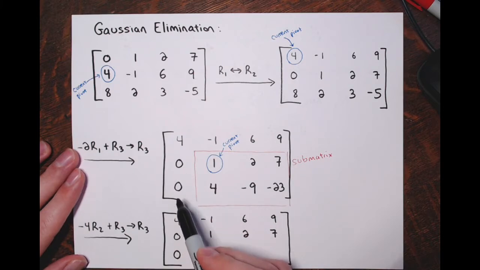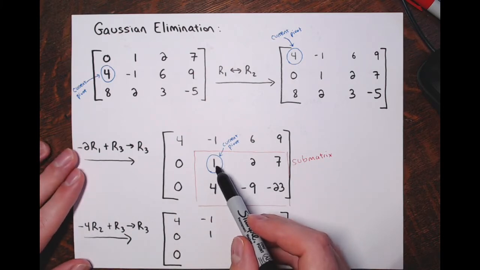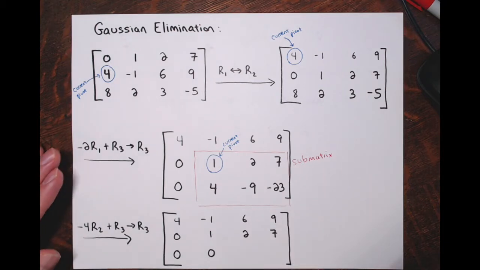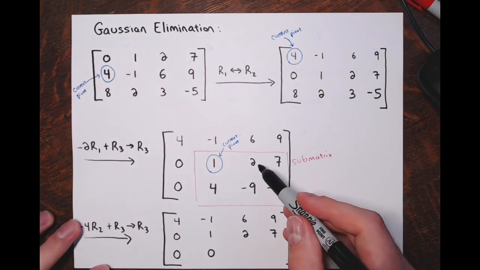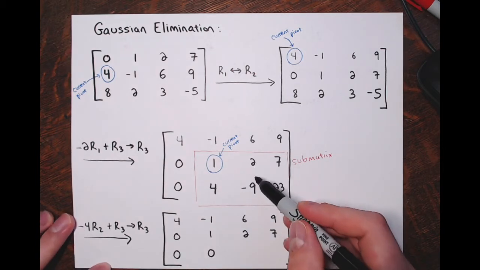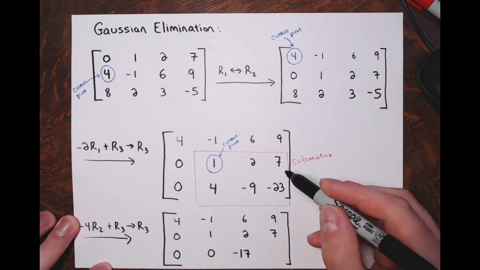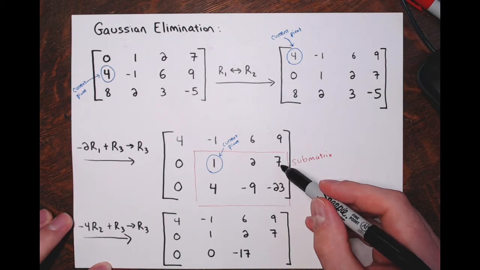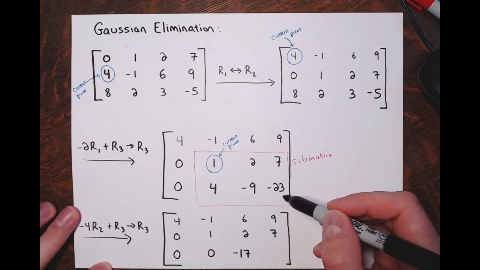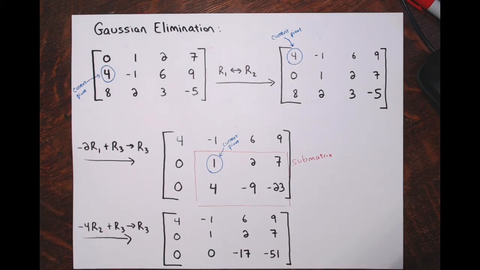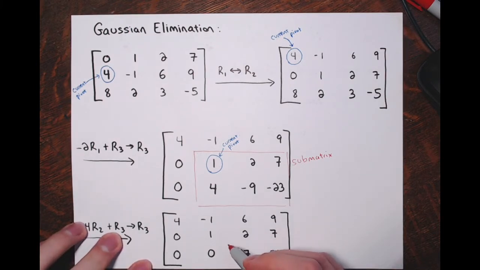-4 times 0 plus 0 is all 0. Then -4 times 1 is -4 plus 4 is 0. Right? I zeroed out the third row second column entry. Then -8 plus -9 is -17. And then -28 plus -23 is -51. And there. All right, and now my submatrix is this matrix here, right?